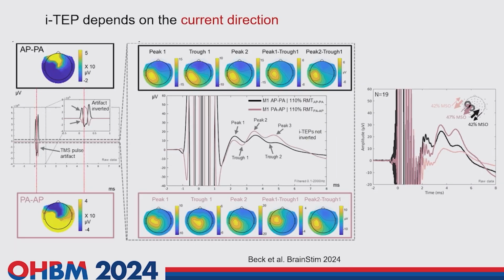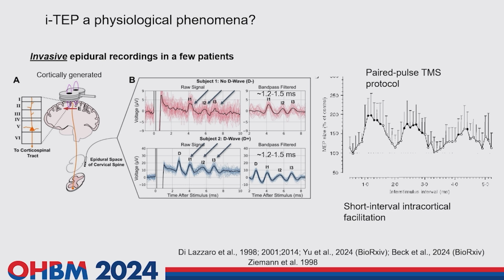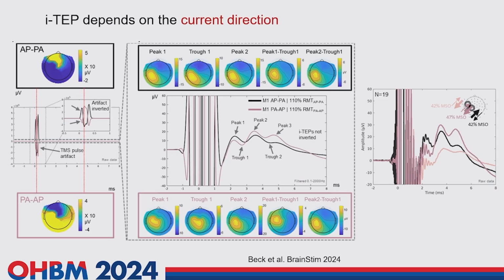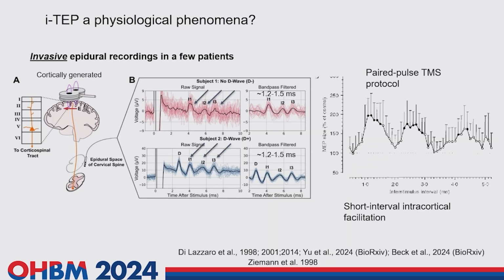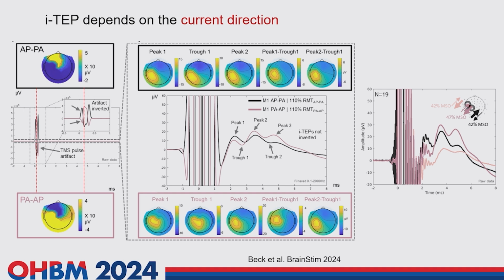The i-TEPs depend on the current direction. So maintaining the coil in exactly the same position, just reversing the current, caused a different polarization of the artifact, as you can see here. As you can see here, the direction of the artifactual response was reversed as the current direction was, while our response, the i-TEPs, didn't change the polarity.